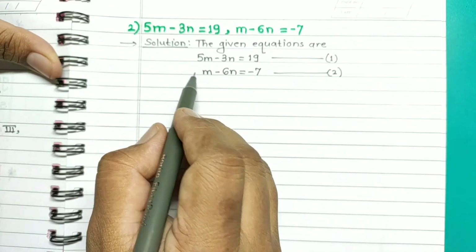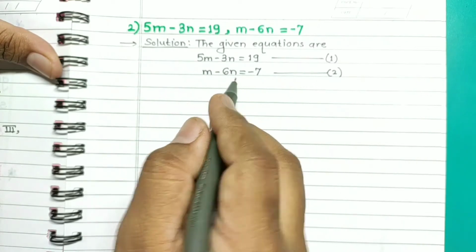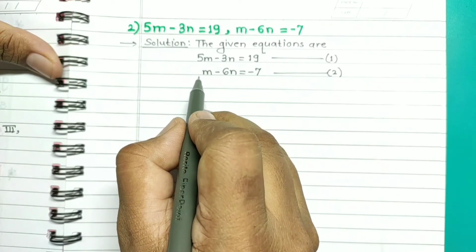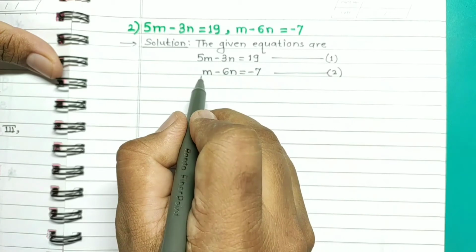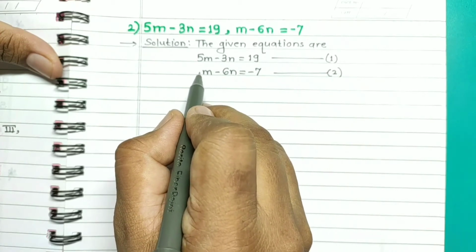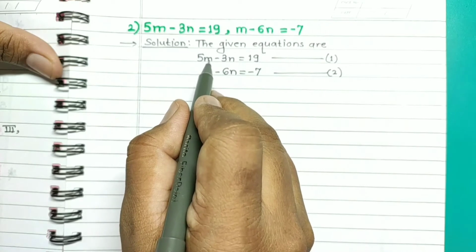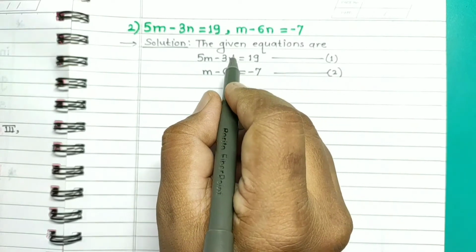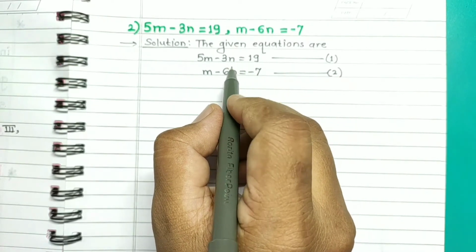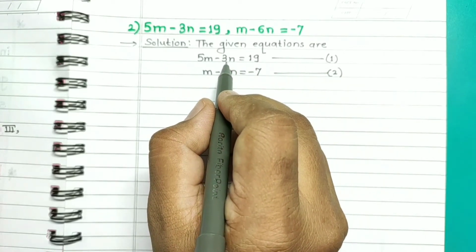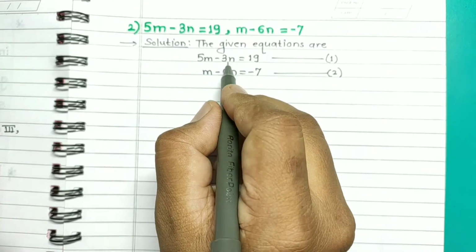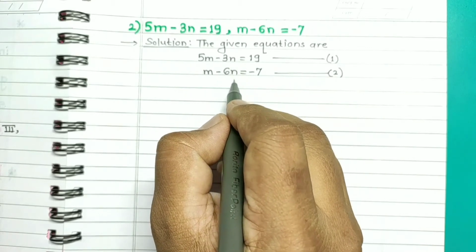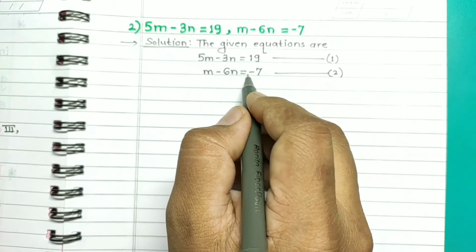Now we are going to observe which elimination is easy here. The coefficient of m in the first equation is 5 and in the second it is 1. If we multiply equation 2 by 5, this coefficient will become 5, and on subtracting, the elimination of m will be possible. And if we try to eliminate variable n, we have to multiply the first equation by 2, due to which this coefficient will become 6, and again on subtracting n will be eliminated. So both the eliminations are easy here.